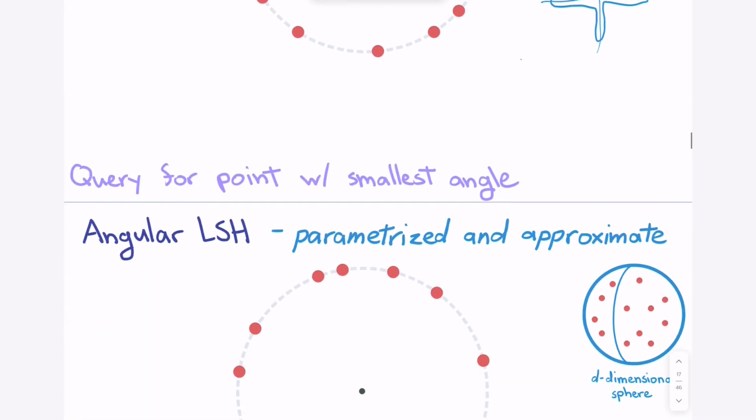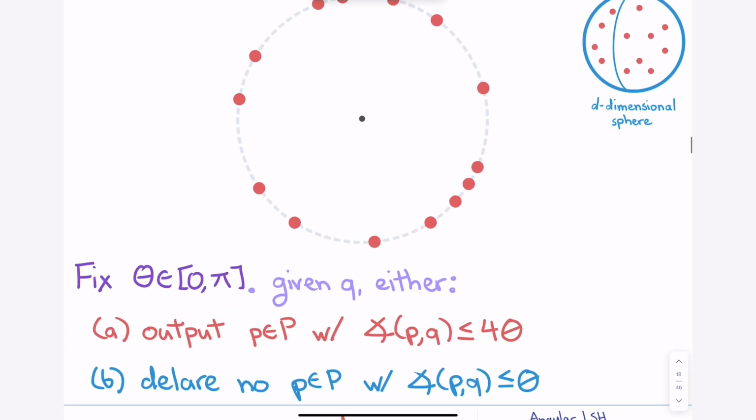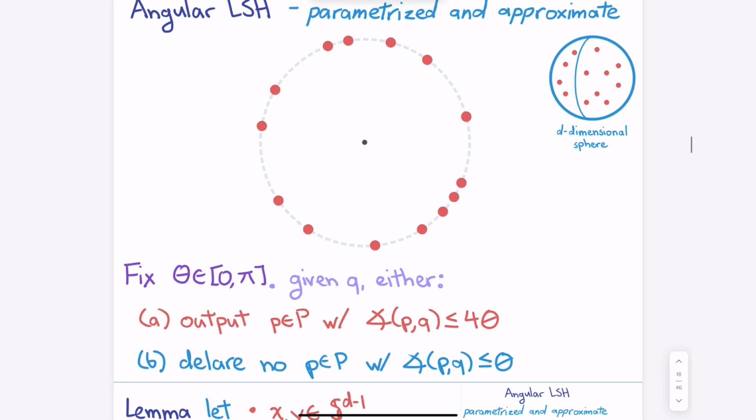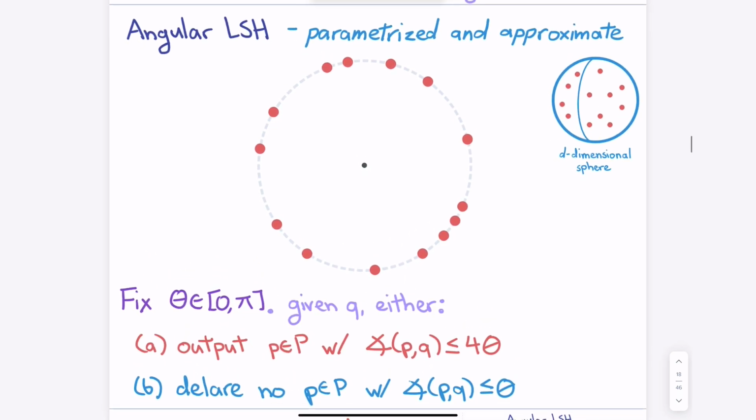Okay, so that is the idea, and we are going to focus on the following parameterized thing. Instead of the nearest neighbor, I'm going to focus on a close neighbor, for some parameter of close.